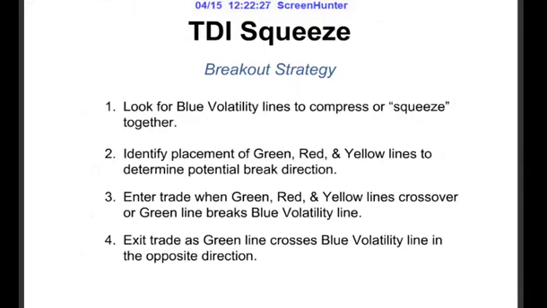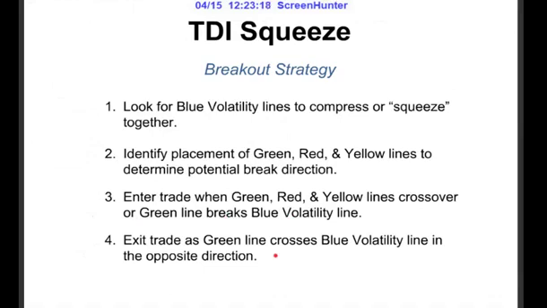And here's the concept. What we're looking for is the blue volatility lines to compress or squeeze together. And what we're going to do then is identify placement of the green, red, and yellow lines to determine the potential break direction. Wherever the green line, red line, and yellow lines are related to the blue volatility lines compressing down or squeezing down, we're going to know a potential direction. Then we're going to enter the trade with a green, red, and yellow line crossover, or the green line breaks the blue volatility line, and exit when we cross back over the opposite blue volatility line in that opposite direction. Let's take a look. It's easier when we just take a look at it.